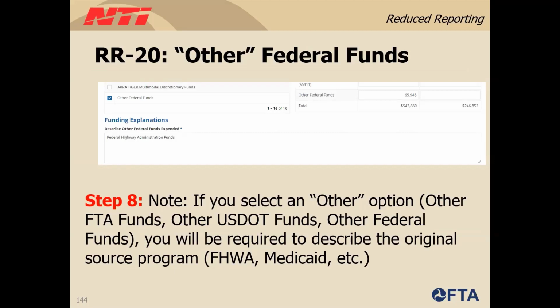Please note, if you select an other option, such as other FTA funds or other US DOT funds or other federal funds, you'll be required to provide a description of the original source program. Some examples of these other sources may be FHWA funds or Medicaid funds.